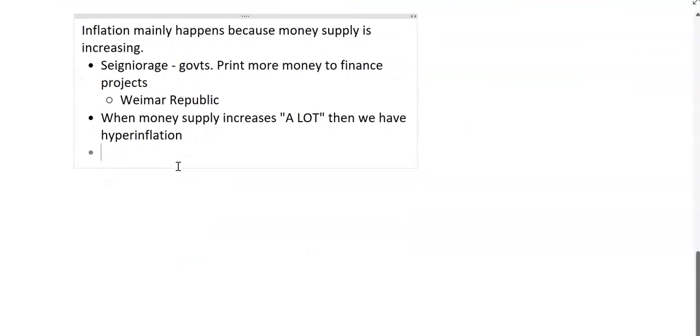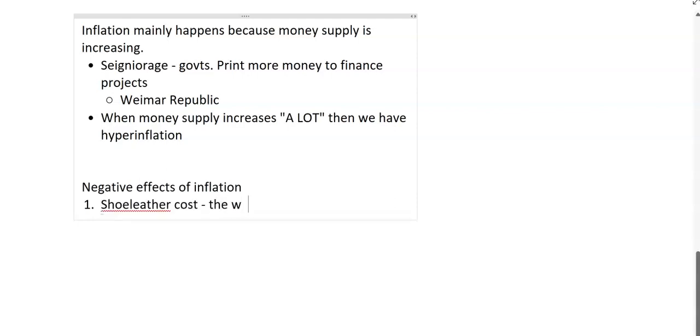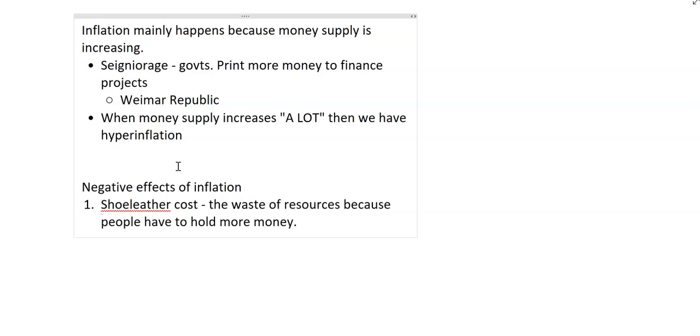Inflation is very detrimental to us. We may think that increasing the money supply could, as Keynesians say, help us produce more goods and services, but there are some negative effects of inflation. One is what we would call shoe leather cost. This is the waste of resources. So shoe leather cost here is because we are wasting resources. Now, how do we waste resources? If you imagine, if prices are going up, we need more cash to hold.